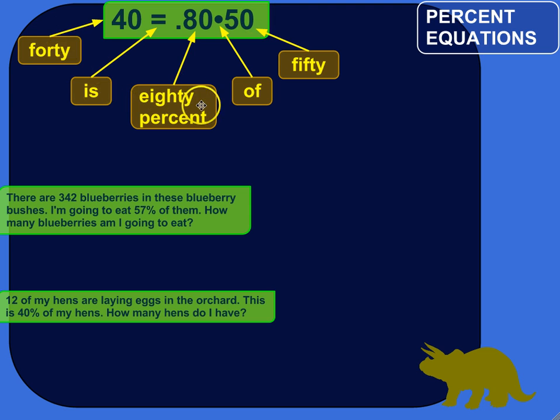All right, so you can take this structure, this setup, and solve for any one of these pieces. I'm going to show you how to find the part and how to find the whole. So here's a couple of examples. These are silly examples, but so be it. There are 342 blueberries in these blueberry bushes. I'm going to eat 57% of them. How many blueberries am I going to eat?